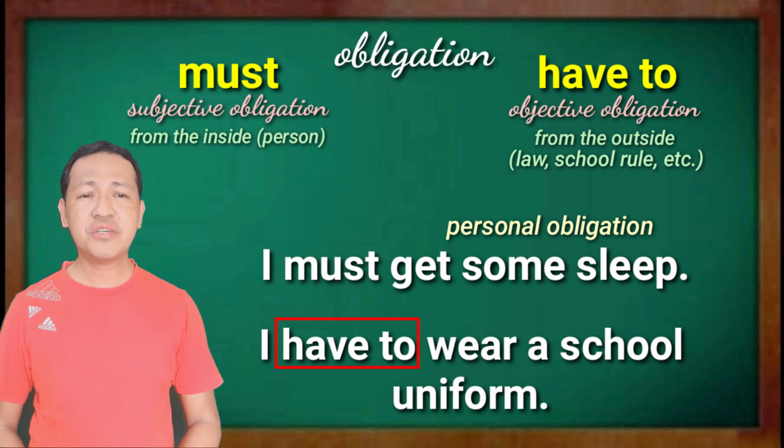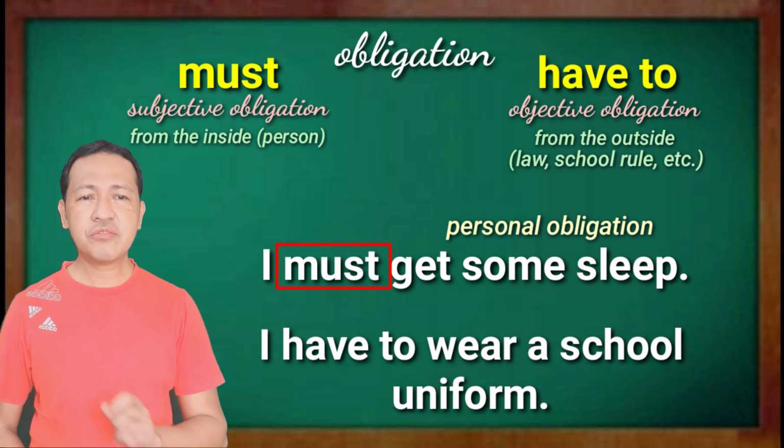The modal have to is objective as it expresses obligation which is imposed by an outside force like a law, school rule, or school authorities. I have to wear a school uniform because the school rule or the school authorities say so.